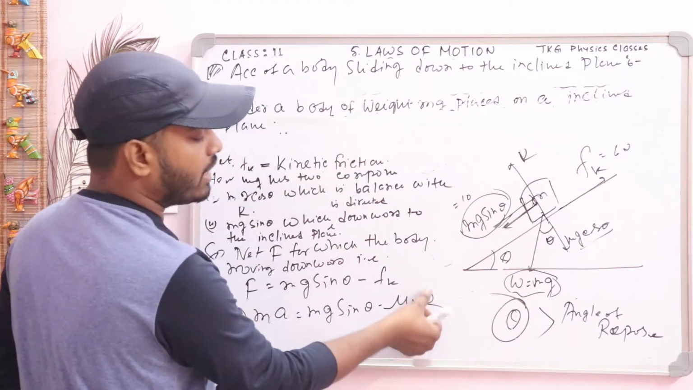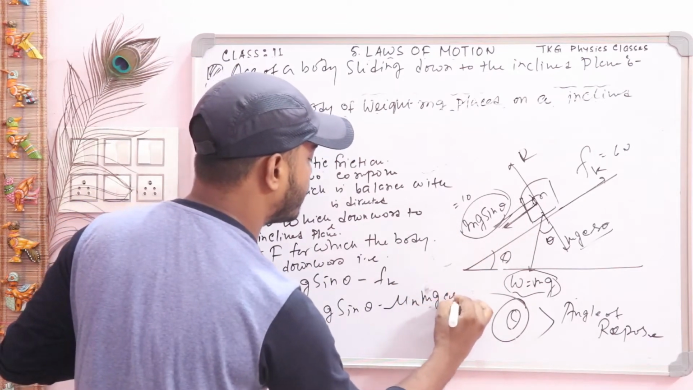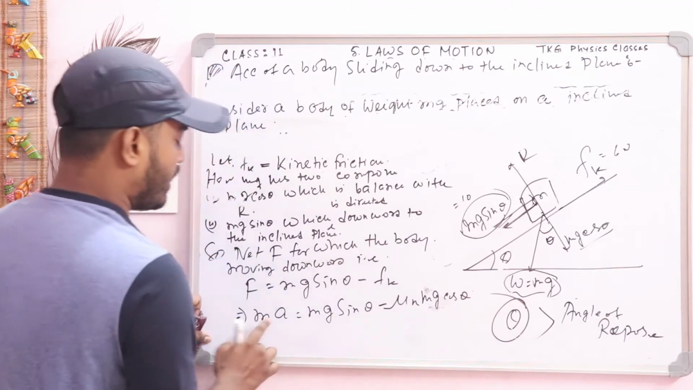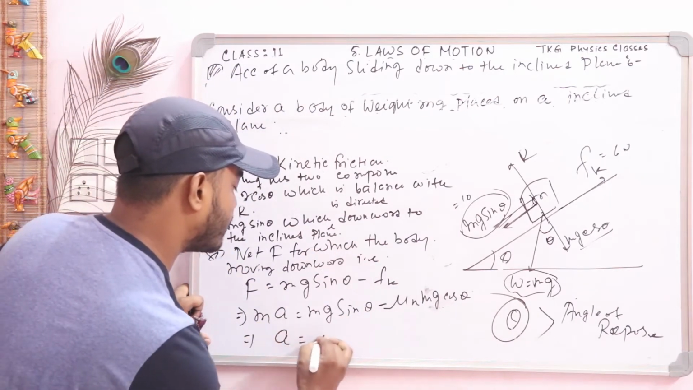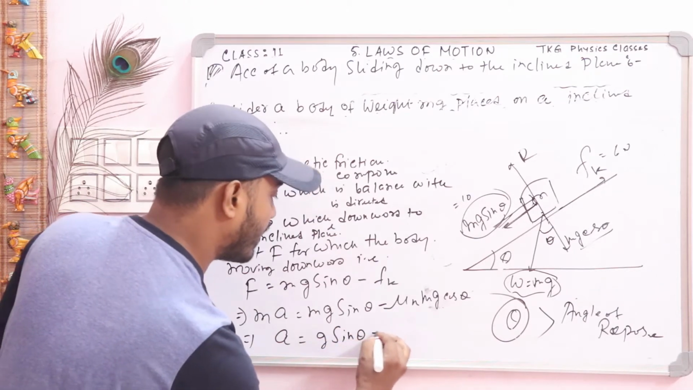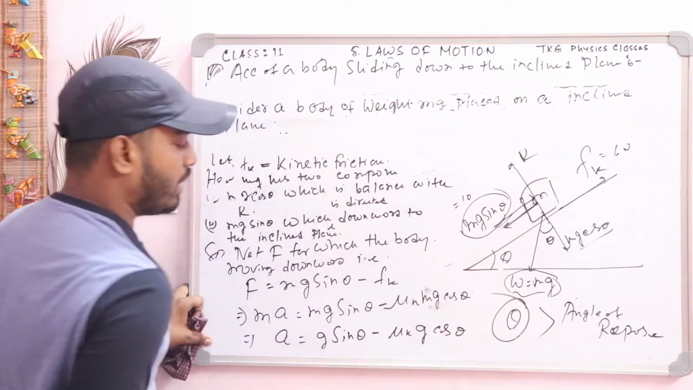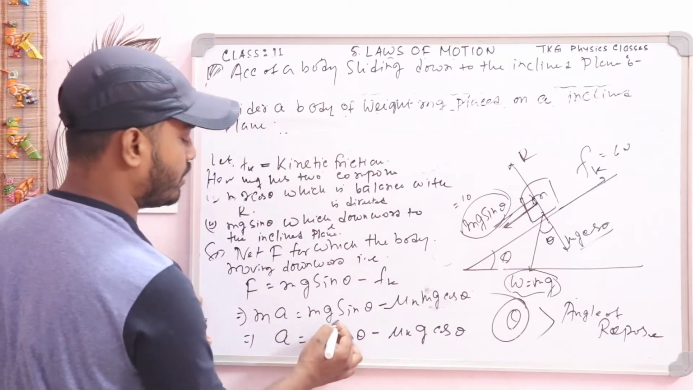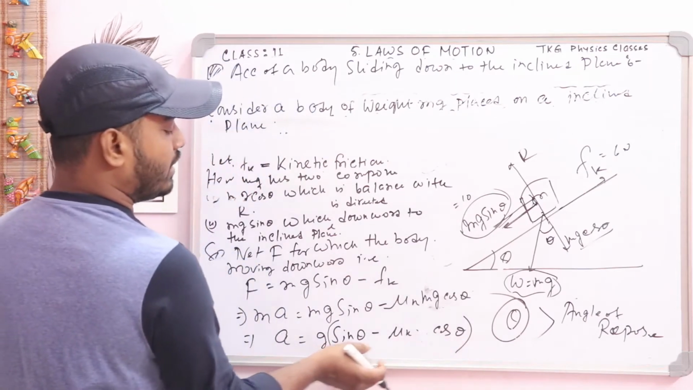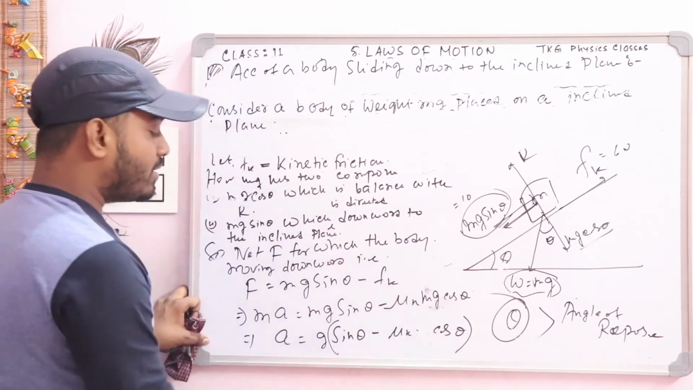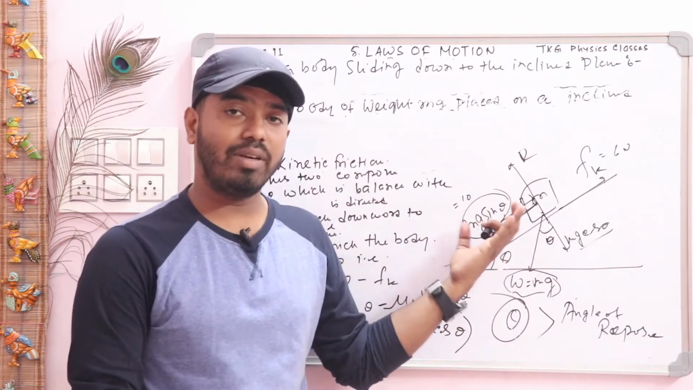Now in the place of r you can write r is balanced with mg cos theta. So you see m cancels out, so acceleration a is equal to g sin theta minus mu k g cos theta. You can take a common g, so a equals g sin theta minus mu k cos theta. This is the expression of acceleration for which the body is moving downward. This is the value of acceleration.